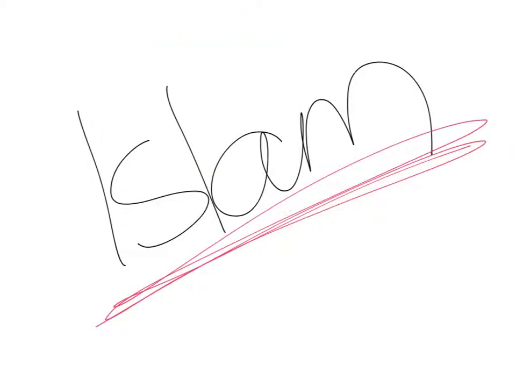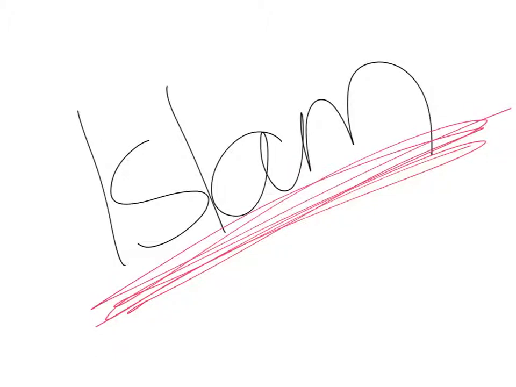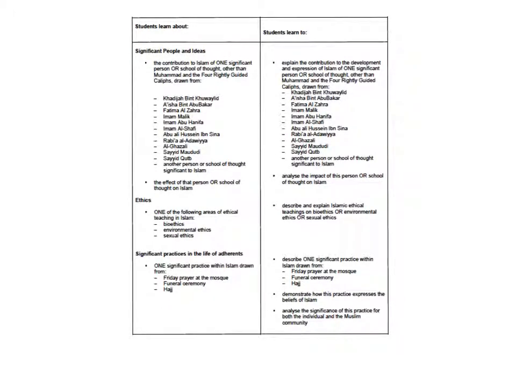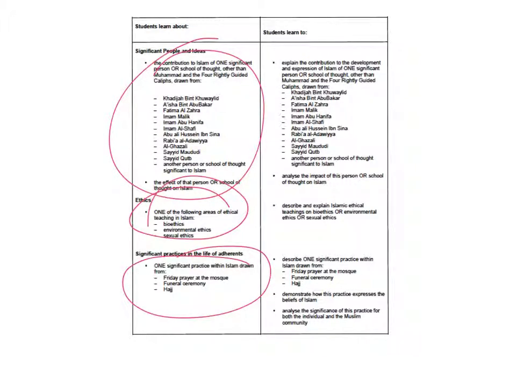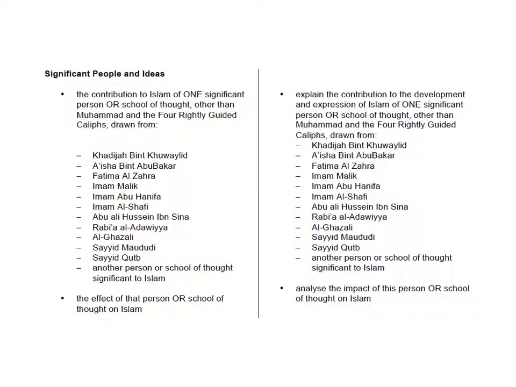Okay, Islam. Once we're done with Christianity, we are on to Islam. Again, within Islam, lo and behold, person, ethic, practice. Same as we did for Christianity. Person, ethic, practice. Get your highlighters out again. The significant person that we look at within Islam is Sayyid Qutb. We are asked to explain his contribution to the development of Islam. So how did he contribute? These are the reasons. Explain, relate, cause and effect. This is what he did. This is how it contributed to Islam.